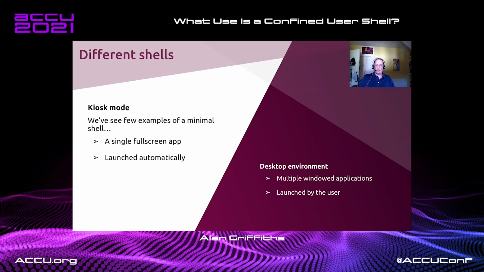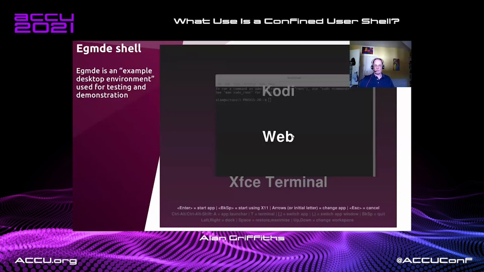But confinement and Mir can do a lot more than that. The kiosk mode of a single full screen application, which is automatically launched outside of the system, is useful for a lot of things, but it is also limited. A normal desktop environment will allow you multiple windowed applications that are launched by the user. And Mir can be built to do something like that.